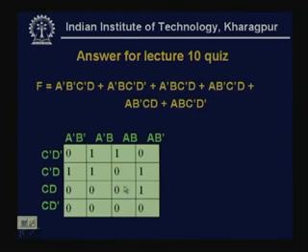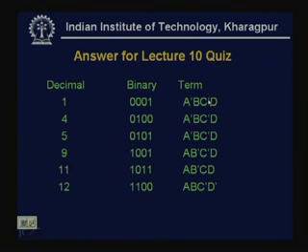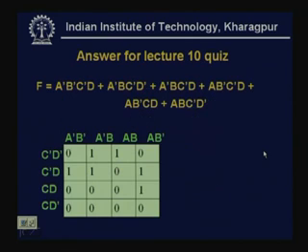So, F will be the sum of all the previous terms. Now, if we draw the Karnaugh map, for these 6 min terms, there will be 6 ones, and these are the positions.